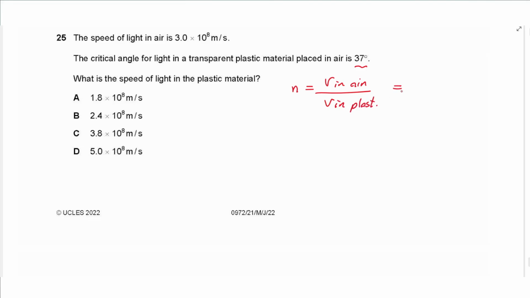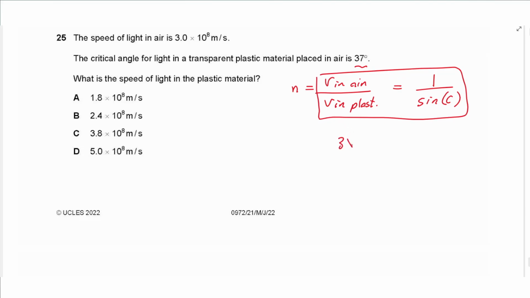And this is also equal to 1 over sine the critical angle. So we can use these two parts of the equation to calculate what we need. We have the speed in air, 3 times 10 to the power of 8, and the speed in the plastic that's required in the question is equal to 1 over sine 37. So we can use cross multiplication. We multiply 3 times 10 to the power of 8 by sine 37 divided by 1.